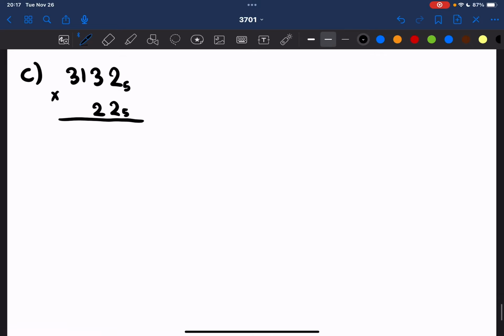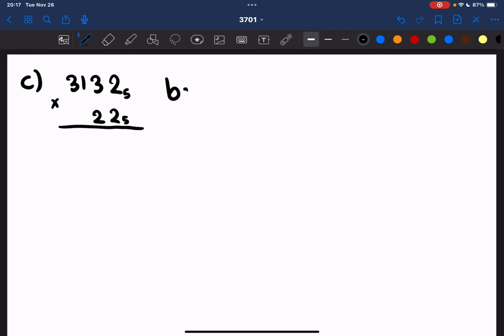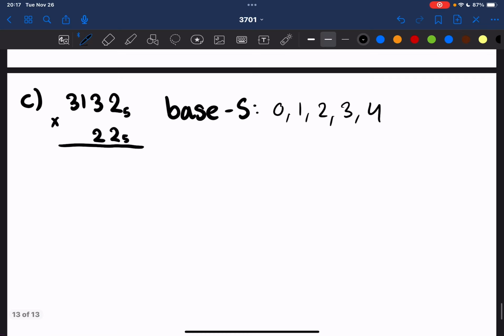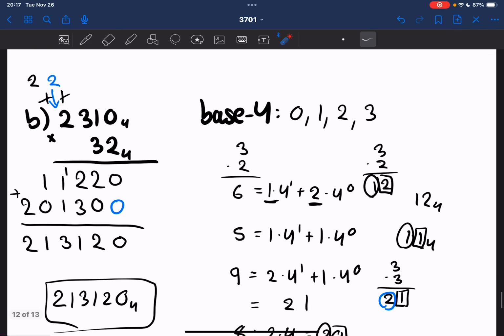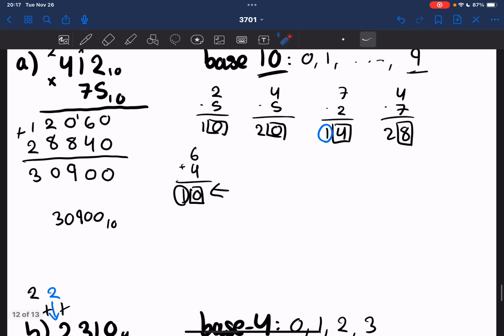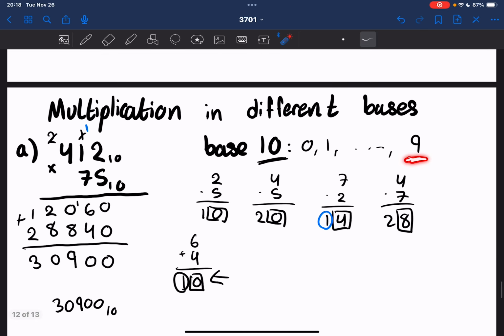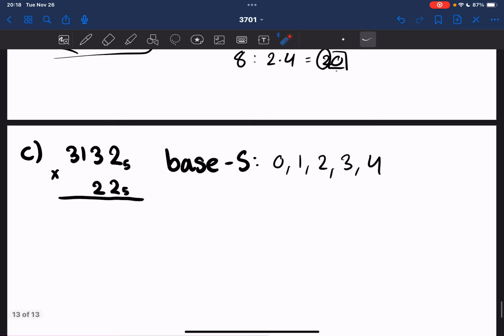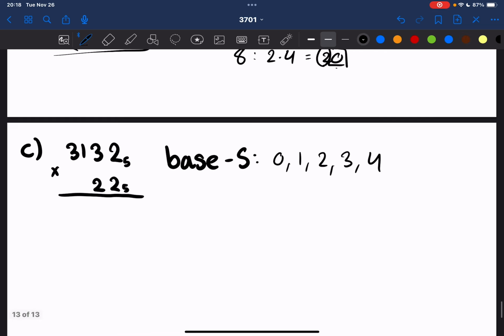Let's do another example. So base 5, same thing as always. Let's just write out what we've got. Base 5, we have 0, 1, 2, 3, and 4. So notice the last possible digit you have is just 1 less than the base. So base 4 would have 3 as a max. Base 10 has 9 as a max. Base 11 would have 10 as a max, right? If you had base 11, you would have 0 through 10, I guess.